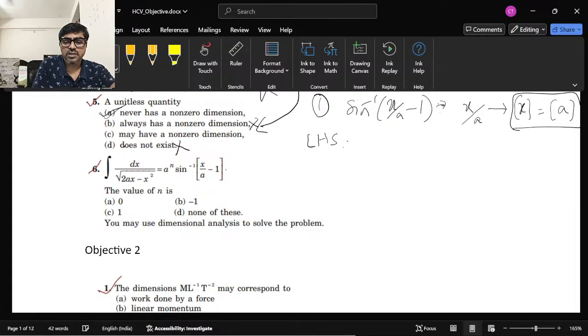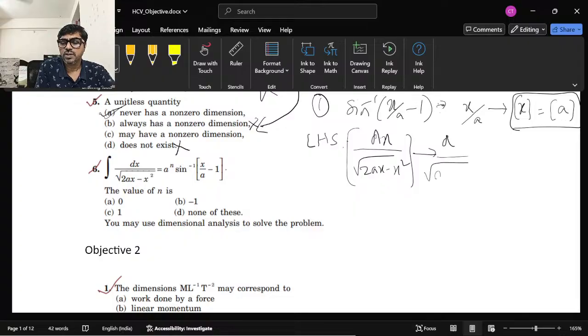LHS part, if you consider dimensions of dx by dimensions of square root of 2ax minus x square. So dimensions of dx is also a only, divided by square root of a into a, minus a square. So that will be a by a power 0, I'm getting.